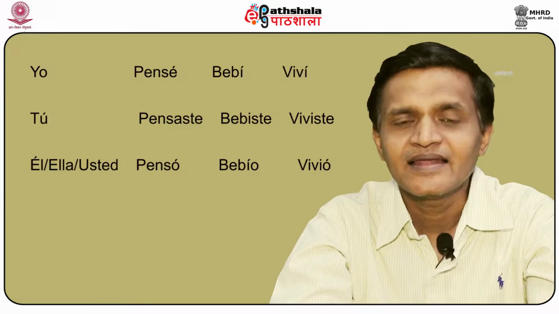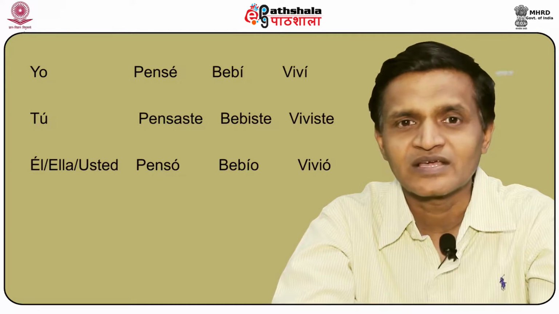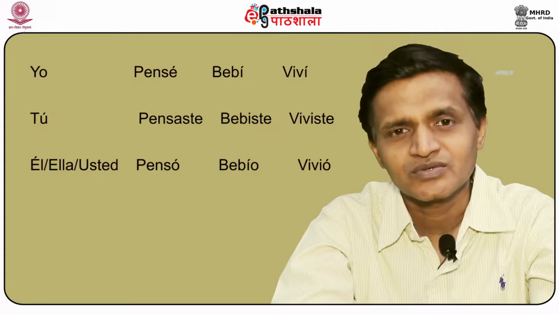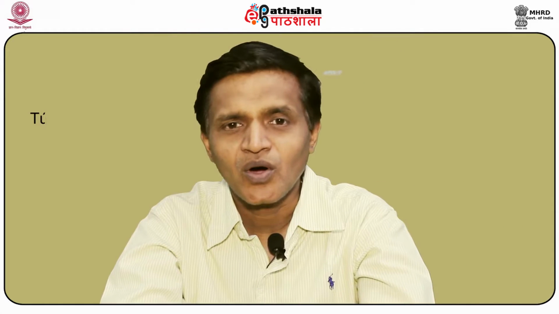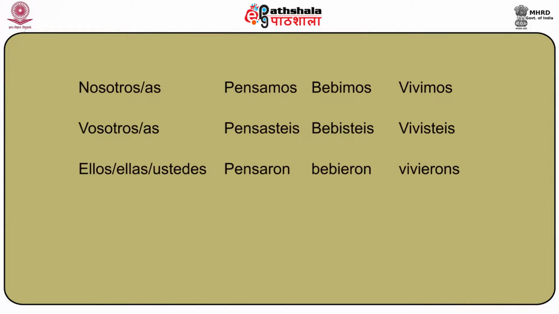In the él, ella, and usted, it is pensó, bebió, or vivió with an accent on the o's. Ella, él, usted pensó, bebió, or vivió. Nosotros or nosotras, it is pensamos, bebimos, or vivimos. In vosotros or vosotras, it becomes pensasteis, bebisteis, or vivisteis. In ellos, ellas, and ustedes, it becomes pensaron, bebieron, and vivieron.